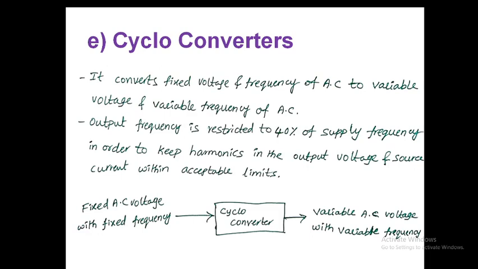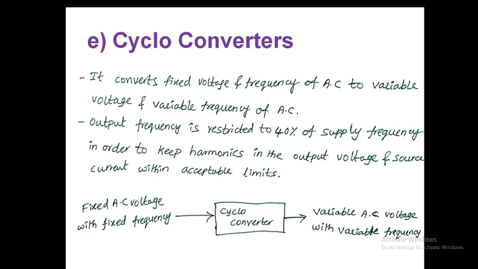The next one is cycloconverters. A cycloconverter is used to convert fixed voltage and fixed frequency AC into AC with variable voltage and variable frequency. That's what a cycloconverter does. So when fixed AC voltage with fixed frequency needs to be converted to variable voltage and variable frequency, we will use the cycloconverter.